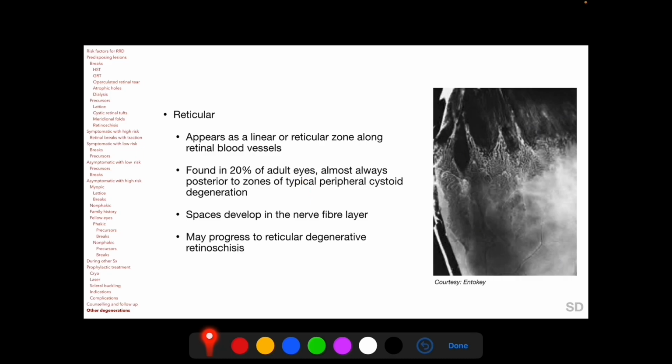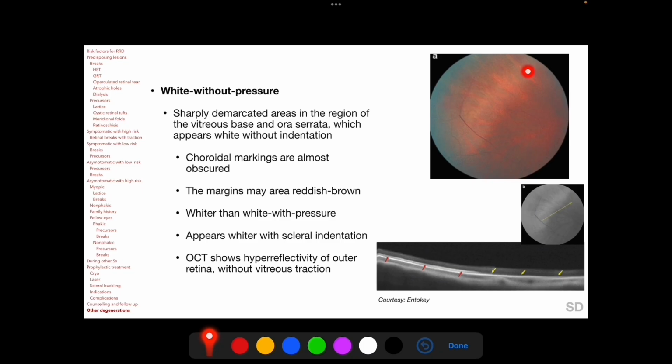Unlike typical peripheral cystoid degeneration, reticular peripheral cystoid degeneration may progress to the reticular type of degenerative retinoschisis. White without pressure, as seen here in this clinical photograph, is a sharply demarcated area in the region of the vitreous base and ora serrata which appears white without indentation, and in this area the choroidal markings are almost obscured.